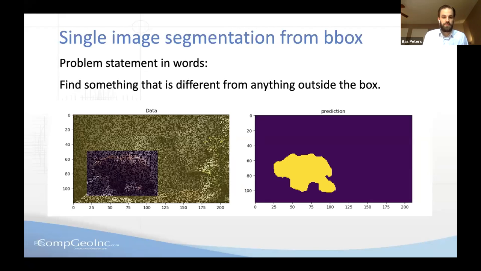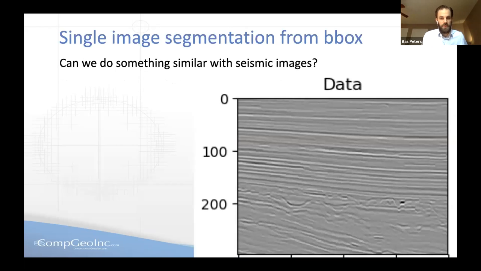That's essentially the problem statement: find something in the box that is different from anything that's outside of the box. For seismic data, you can think about doing the same thing. But it turns out it's a bit more difficult than these images where you have a background and object. Of course, you see here that there's not obviously something. There's a lot of stuff that's all very similar.